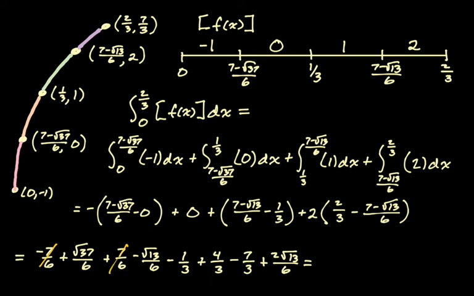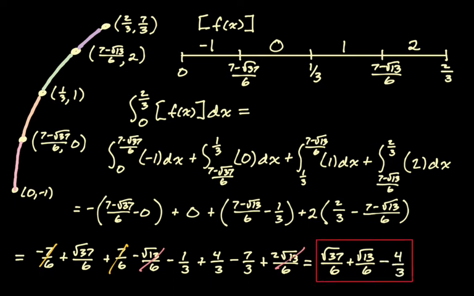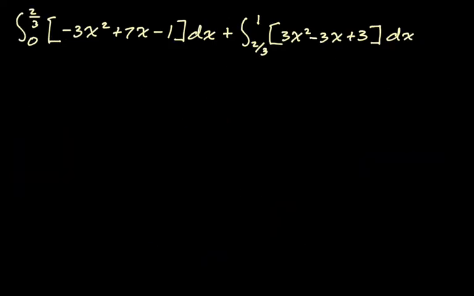So cancel those. Root 37 over 6 is not going anywhere. Negative root 13 over 6 and 2 root 13 over 6 are going to cancel to give us just 1 root 13 over 6. And then basically we have -8/3 plus 4/3, so you have -4/3. All right, that's the first part of our integral, because remember, there's a second part. So we've already solved the first part here, and we got whatever we wrote down there. We'll return to it later.